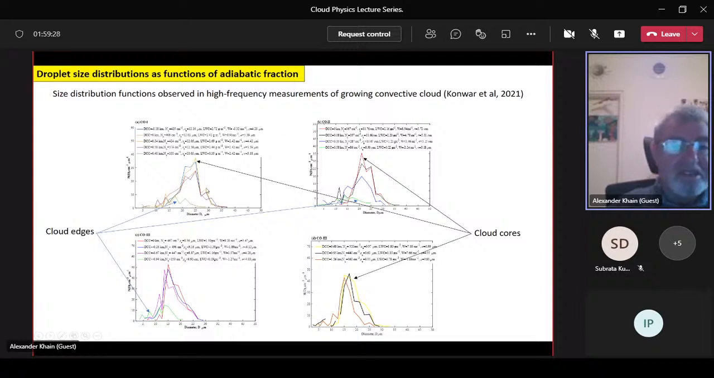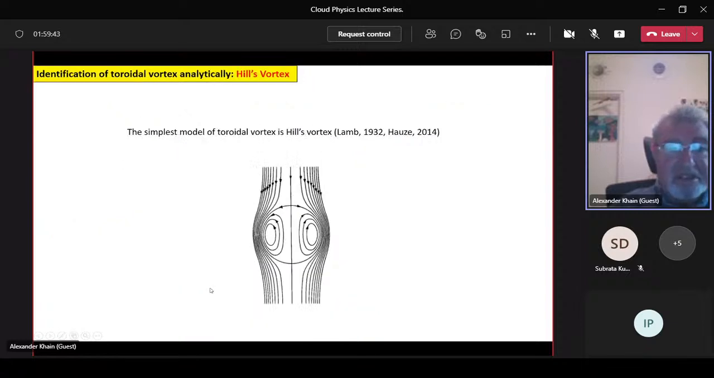Very interesting that in observations we have a similar size distribution. This is from Conver 2021. This is the size distribution in cloud core, and this is in cloud edges, very similar to the simulation.